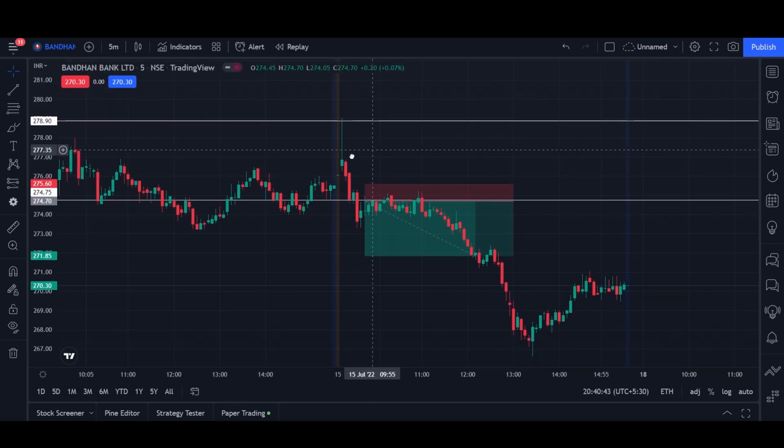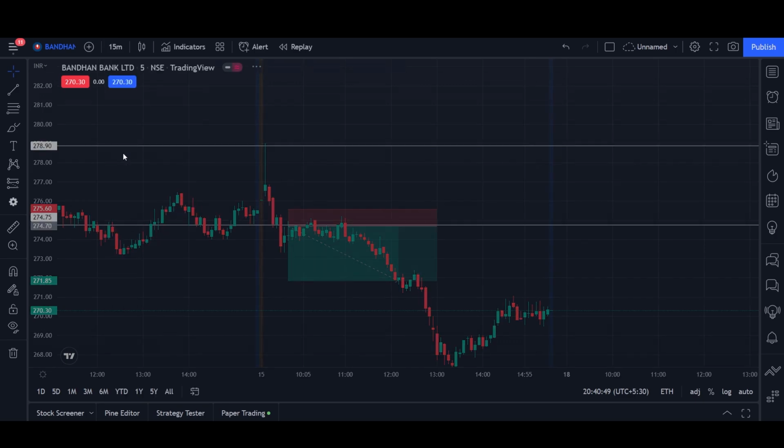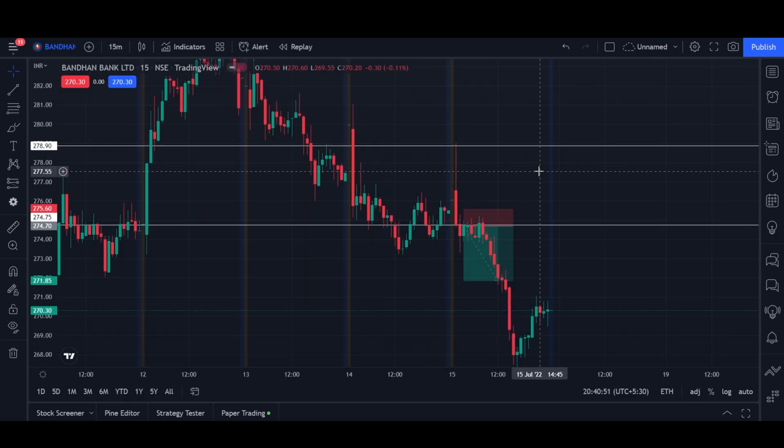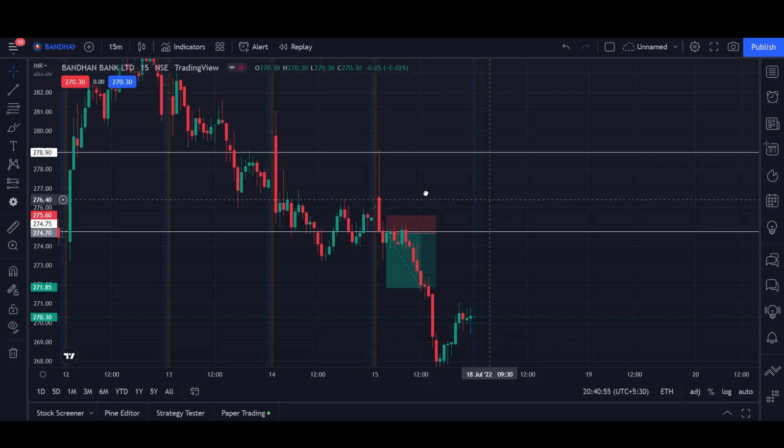So this is it for the strategy. It is a very simple and easy strategy to understand. It is called the converter strategy. So 15-minute, observe the market; then 5-minute, observe the 5-minute candles and take your position accordingly.